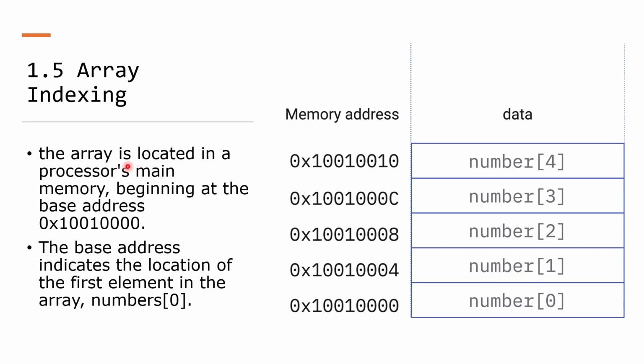In array indexing, the array is located in the processor's main memory beginning at the base address 1001.0000. The base address indicates the location of the first element in the array, which is index 0. So we always start at index 0, and we can declare the array with any name, like a variable. The first index is the first element, and it can also be considered the base address.